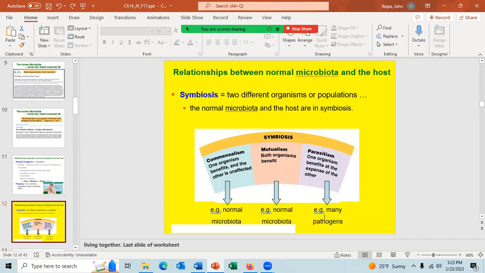Like Streptococcus pyogenes lyses our cells, takes the nutrients out of those cells to grow. It gets a home, it gets nutrients from us. It harms us, it harms our cells, gives us strep throat, and we have a hard time fighting that off, and it can go much beyond strep throat.